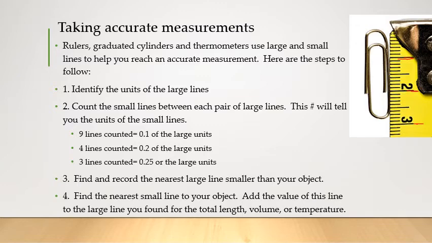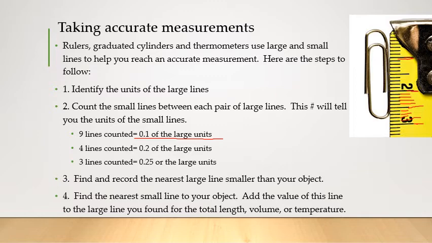Then we're going to count the small lines between each pair of large lines. And this number will tell you the units of the small lines. So start here. 1, 2, 3, 4, 5, 6, 7, 8, 9. So because we counted 9 lines, those lines represent 1/10 of the large unit.